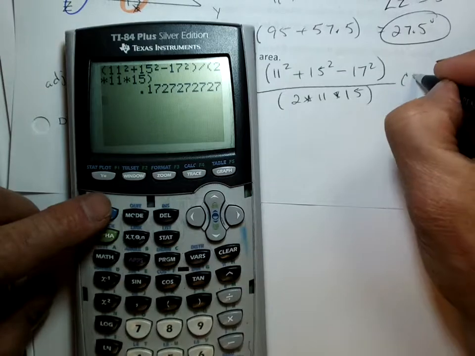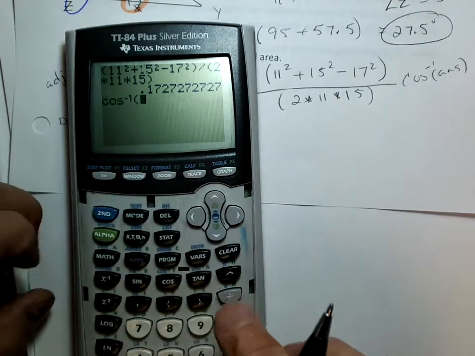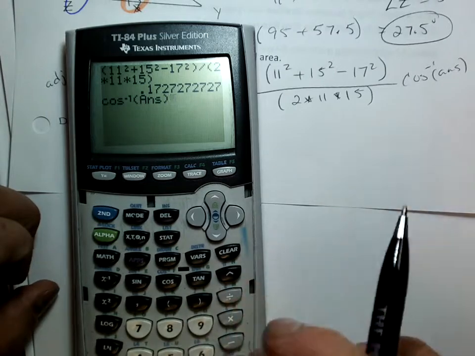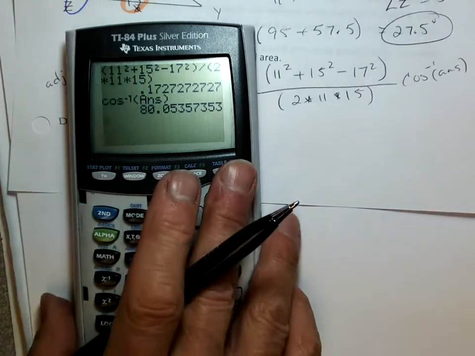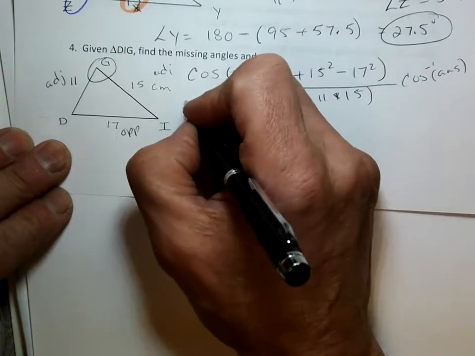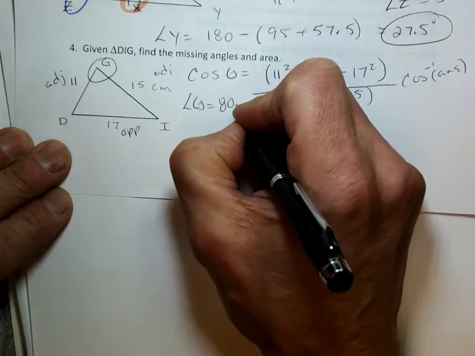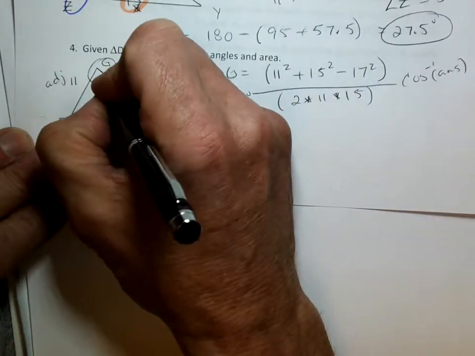So we'll go second, cosine inverse that answer, and I get an answer of about 80.1, 80.05 or 80.1. So that means that angle G is about 80.1 degrees. Okay, I'm going to put that in there, 80.1, okay?